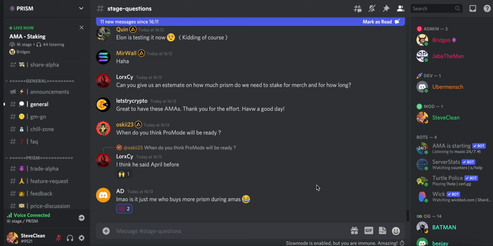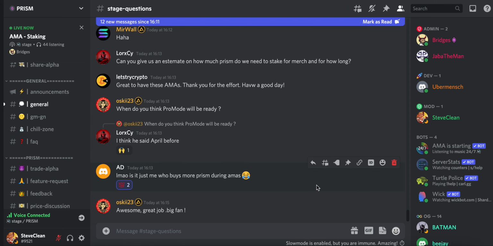Oski says, when do you think Pro Mode will be ready? I'm expecting Pro Mode to be ready with the limit order functionality in the beginning, in April, so in about a month. And depending on how difficult it is to integrate those other functionalities, like margin, options and futures, it might come with that, or we might just release the limit order functionality only, and then release the other stuff.